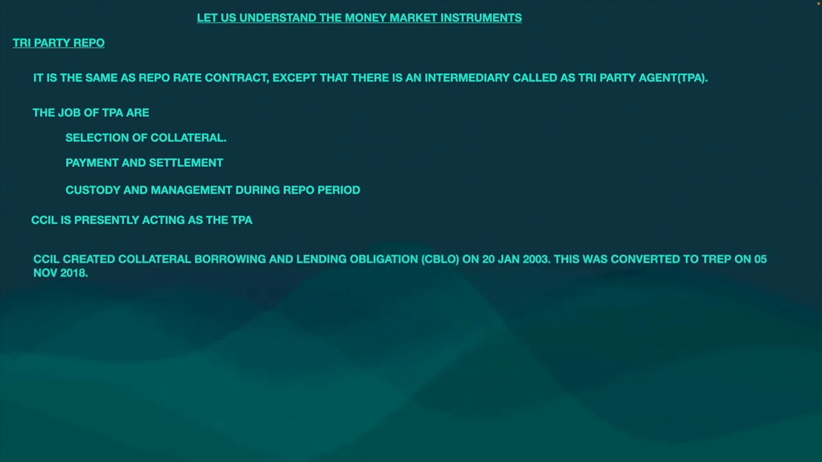CCIL created the Collateralized Borrowing and Lending Obligation, CBLO, in January 2003. This was converted to TREPS on 5th November 2018.